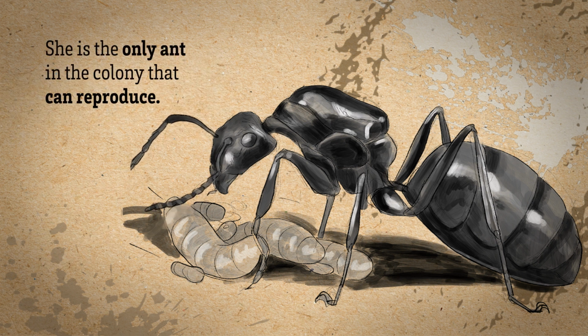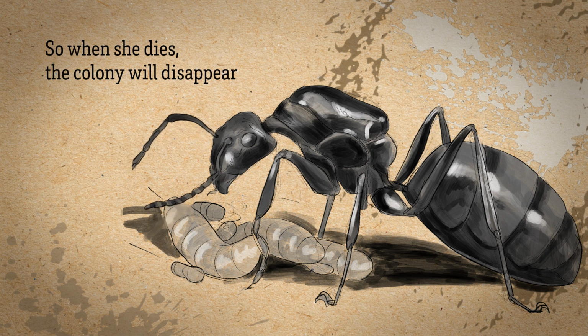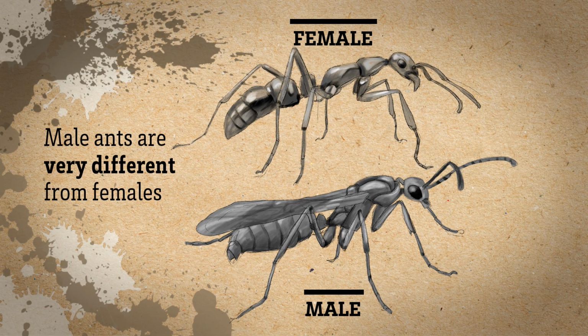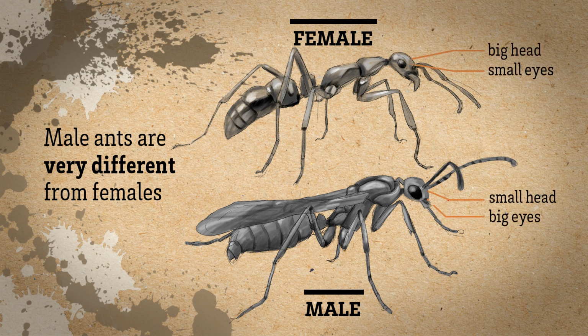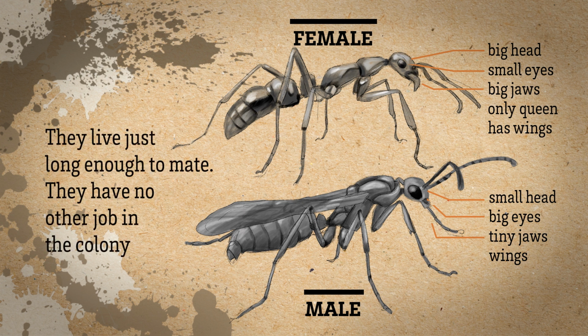Since the queen is the only ant in the colony that can reproduce, her death leads to the disappearance of the colony because the colony population can't be replenished. Male ants, or drones, are very different from females. They have smaller heads and mandibles, or jaws, than female ants. They also have wings and big eyes. They live just long enough to mate. Mating with queens from other colonies is their only job.